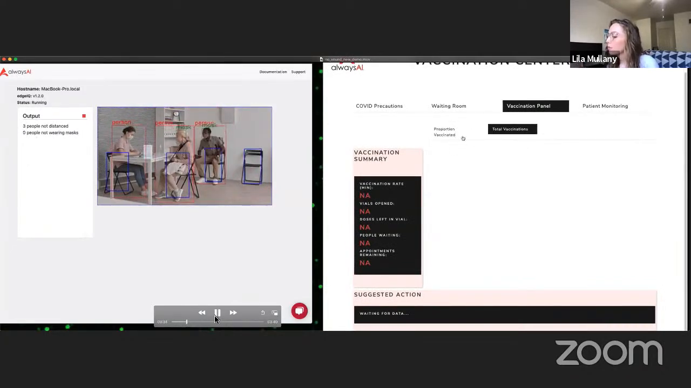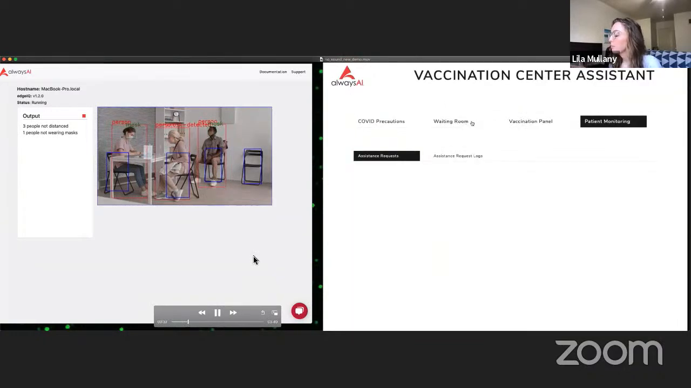So now people are moving, and we can see that on the vaccination panel, we don't have any data. It's waiting for data. No people have been vaccinated, so it's not doing any of its logic yet. And we can see that the same thing will be for the patient monitoring.